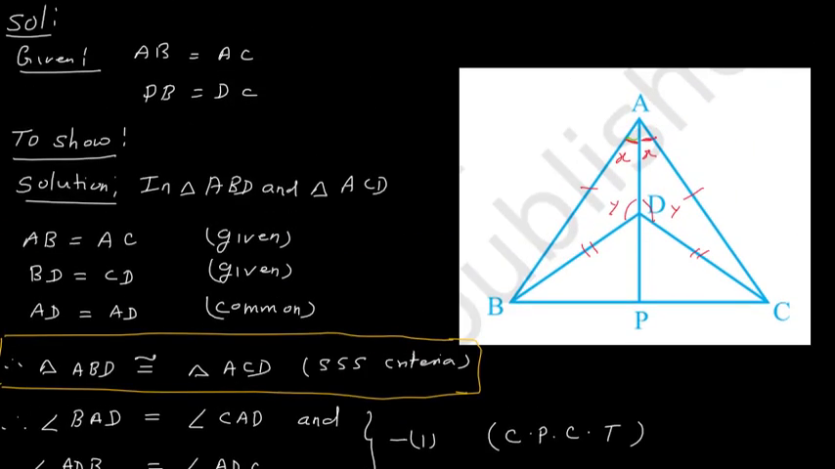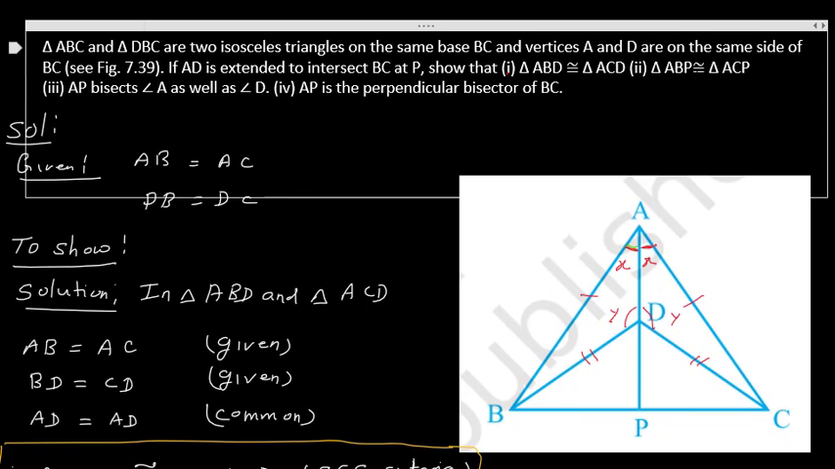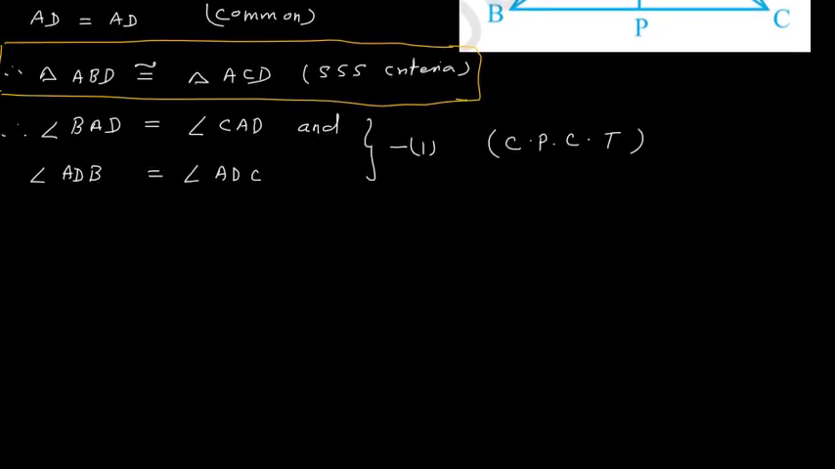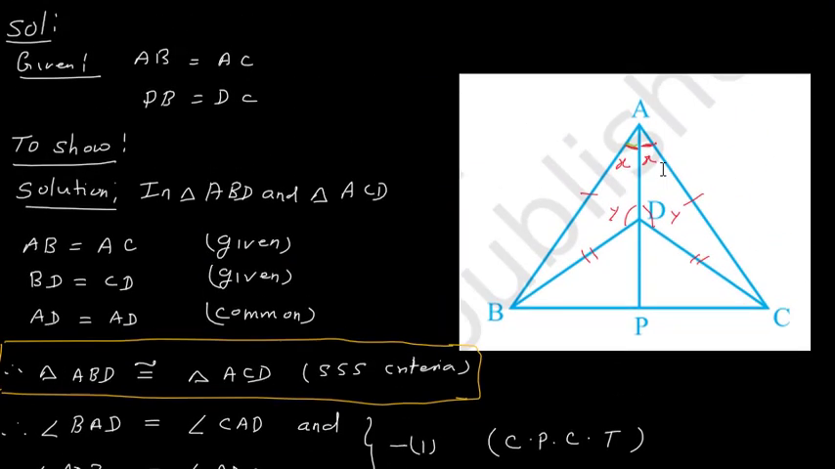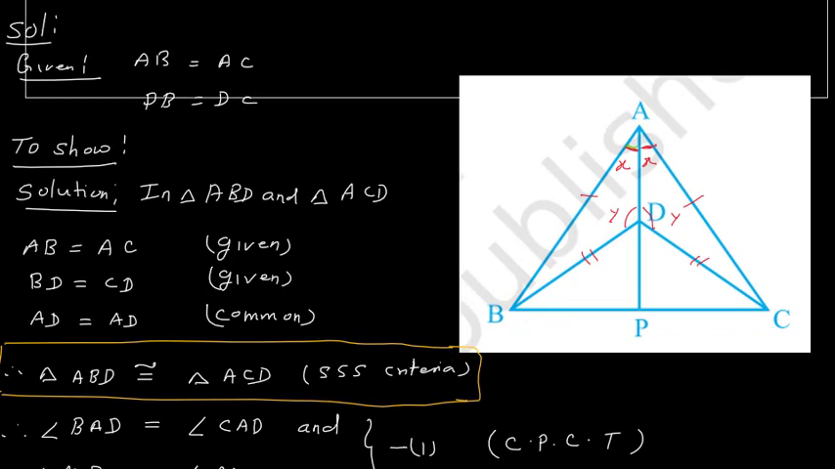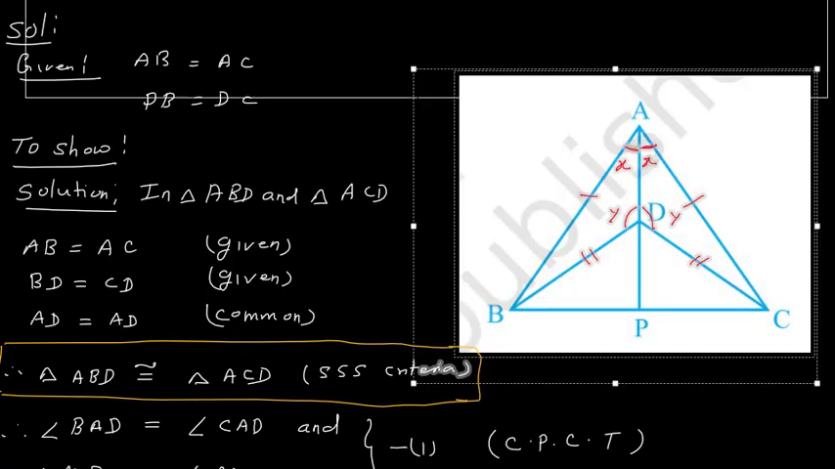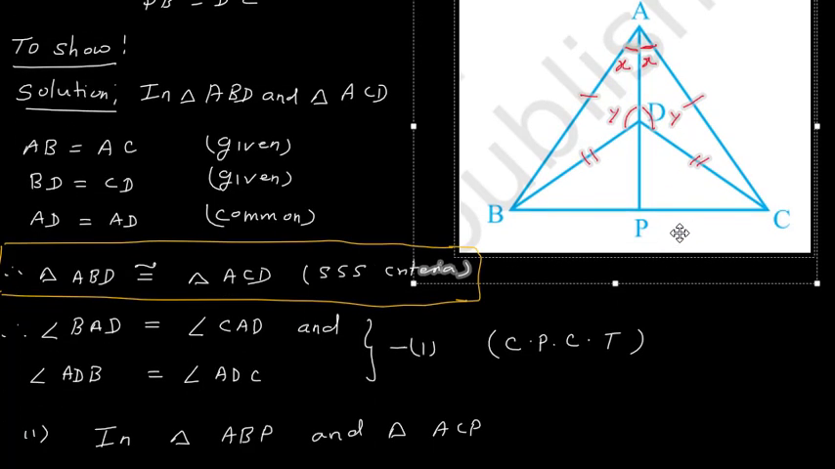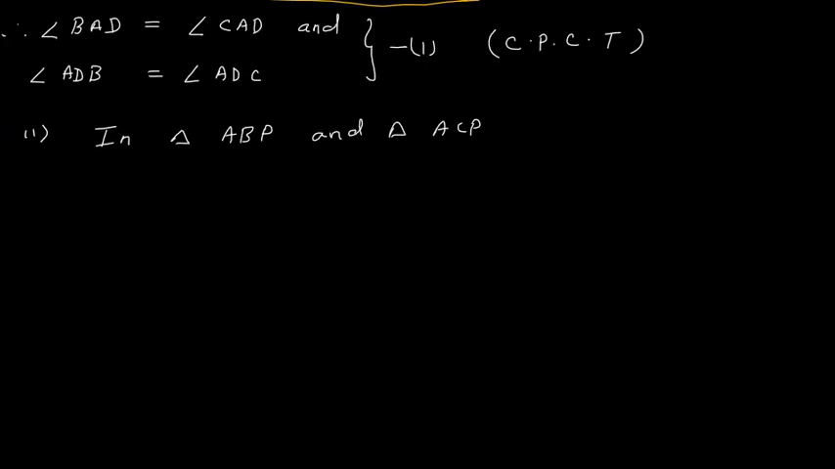Second, we have to show that triangles ABP and ACP are congruent. So let us take these two triangles. Better let us copy this triangle down, so it is always in front of us when we are solving the problem.